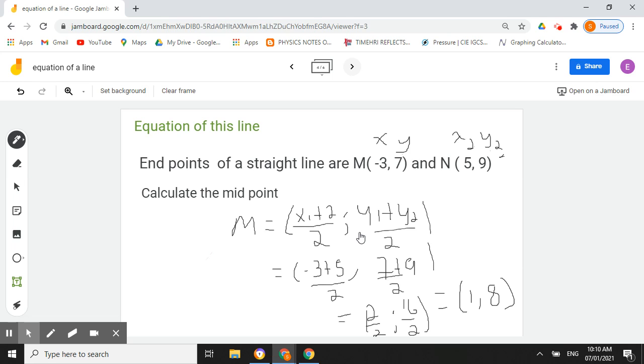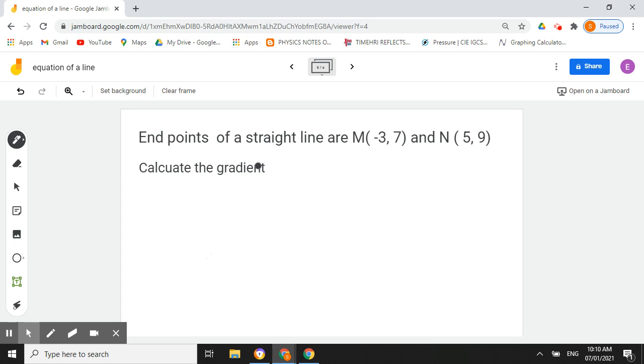So the midpoint is found by adding the values for the x and then dividing by 2, then adding the values for the y and dividing by 2. Next, we're going to look at how to calculate the gradient. It's the same problem, but we're going to calculate our gradient.